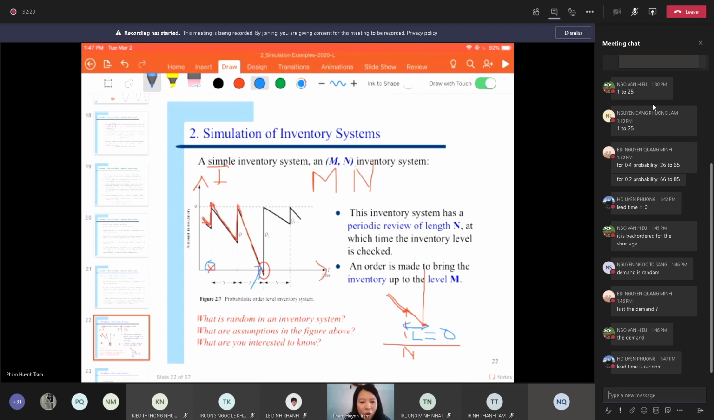Now, what may we be interested in knowing in this system? What do we want to identify in an inventory system?